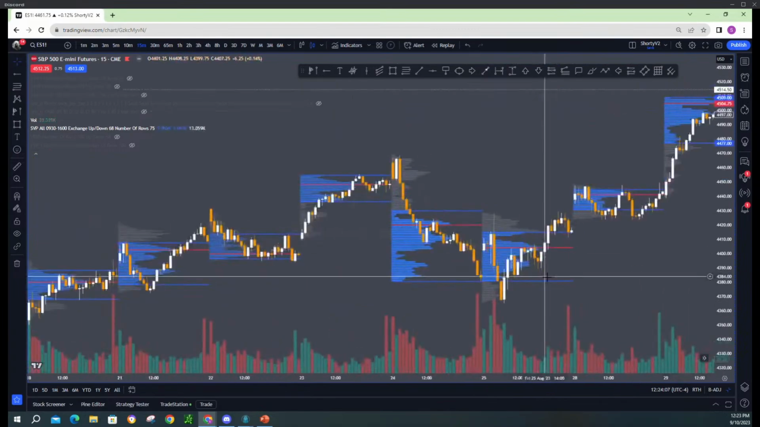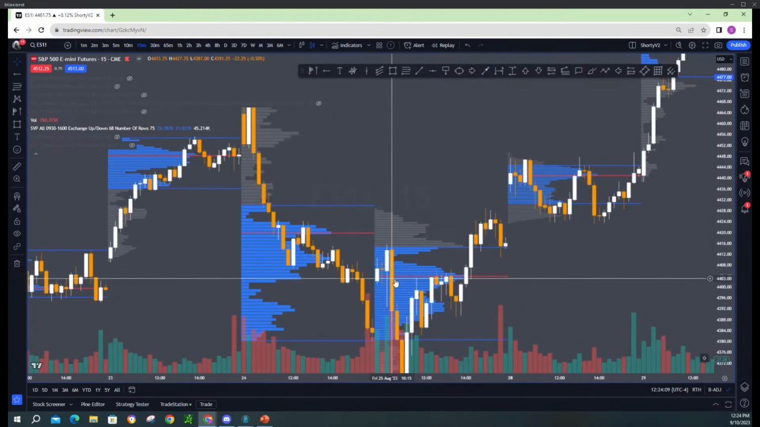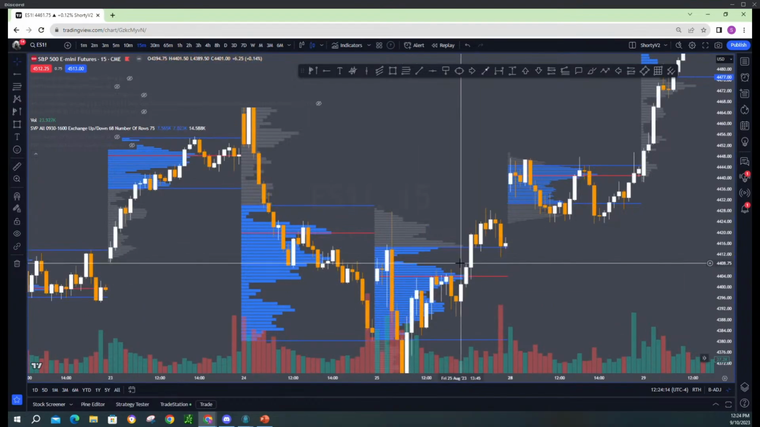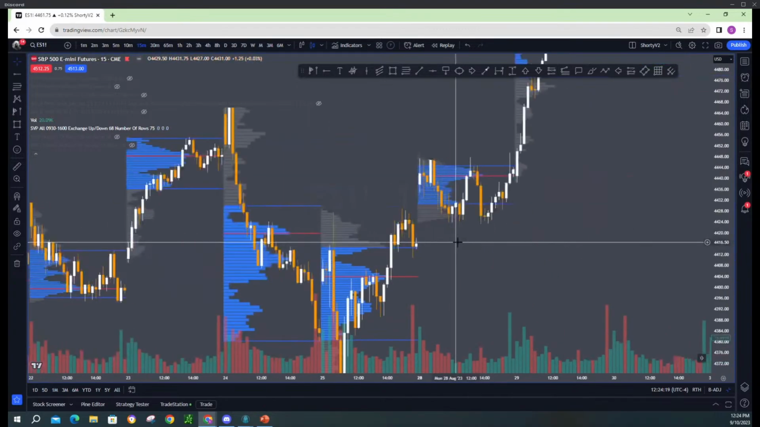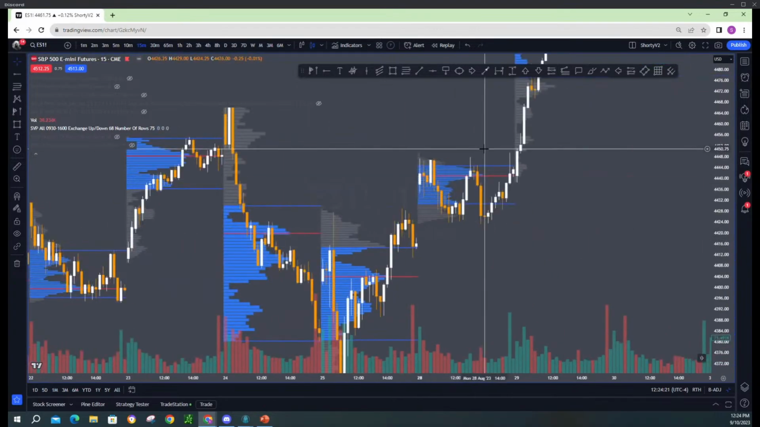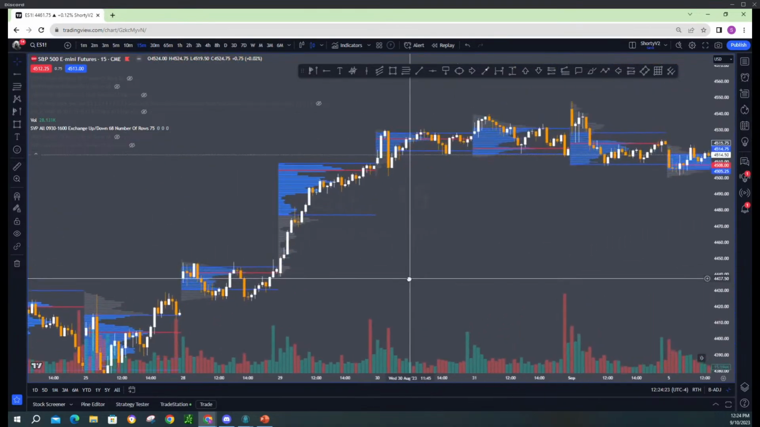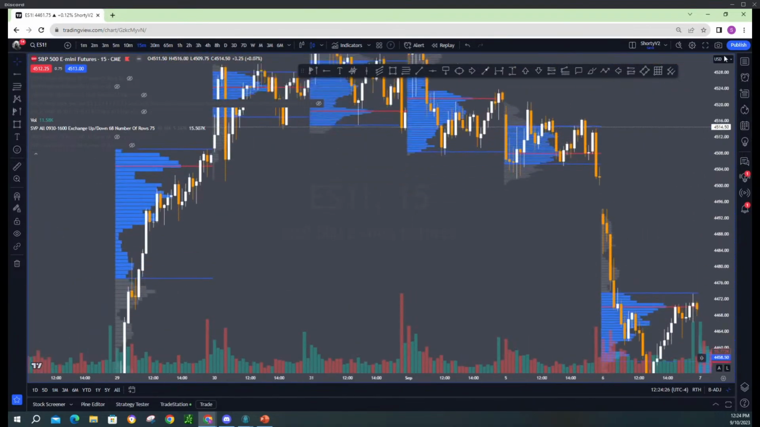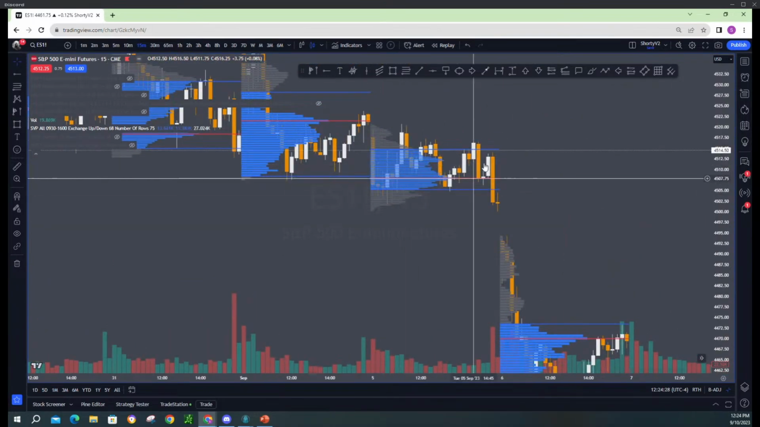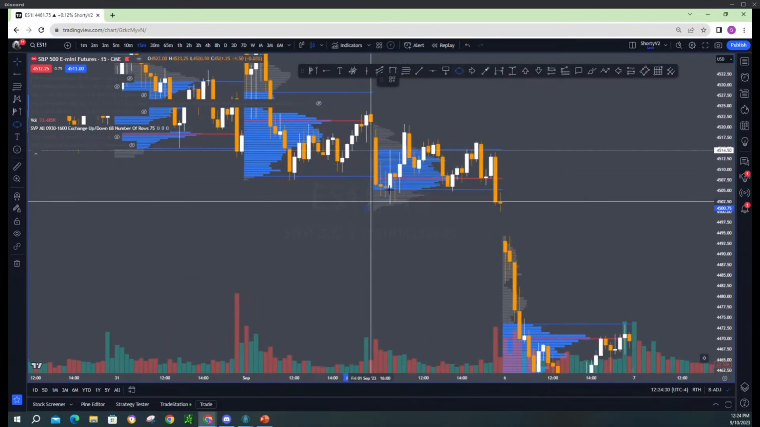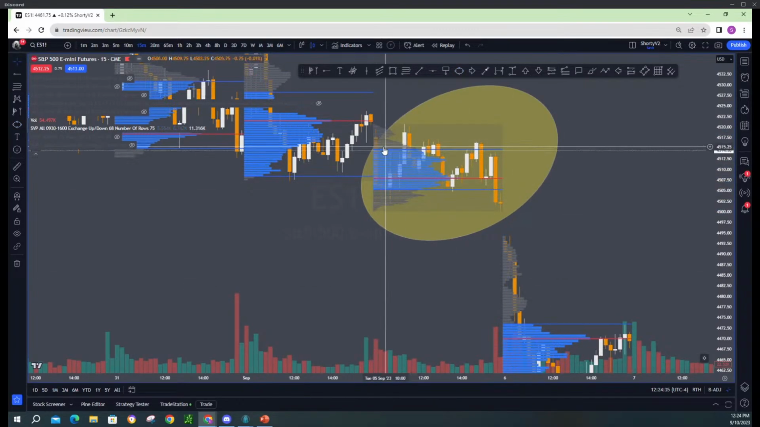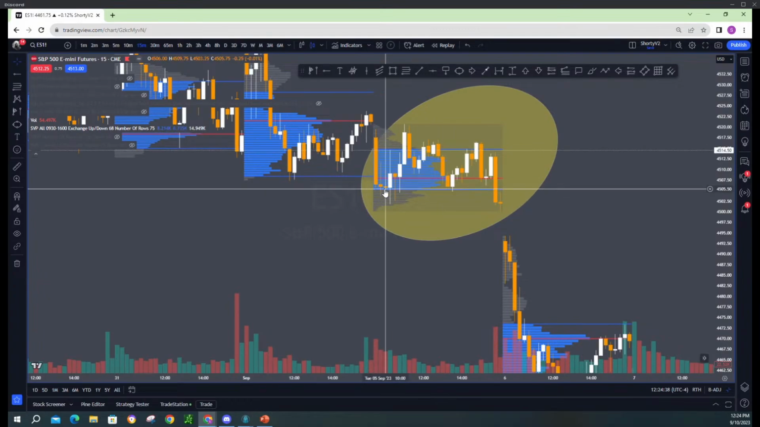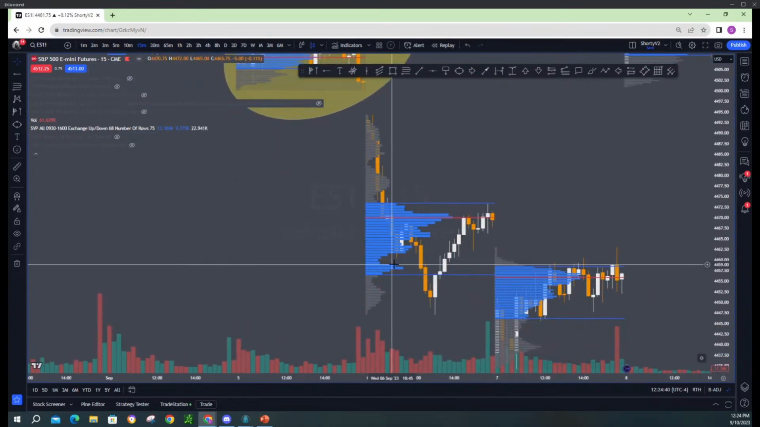You see, for instance, this one, I would say this is a D shape with the double distributions maybe here. Where did they close? Above the POC. What happens the next day? We go right up. There are just some simple rules of the profiles, right? Bullish signal when we close above the POC and bearish when we close below. What about this one? D shape, a condensed D shape. You closed on the lower end, and you sold off.